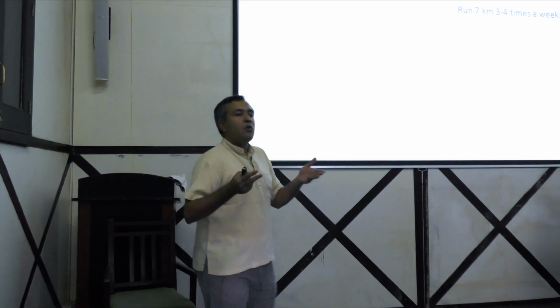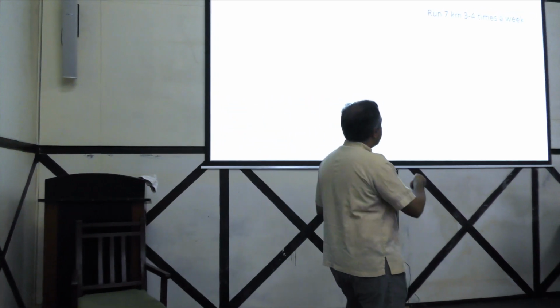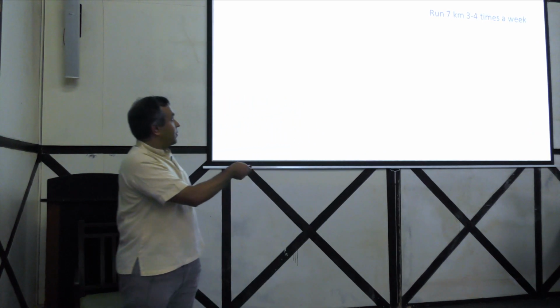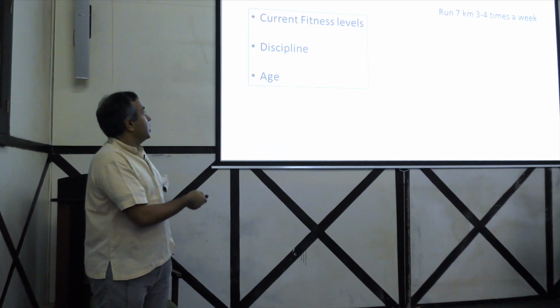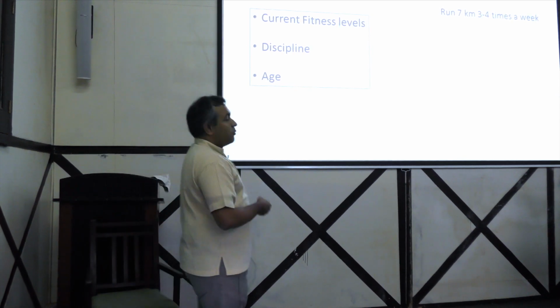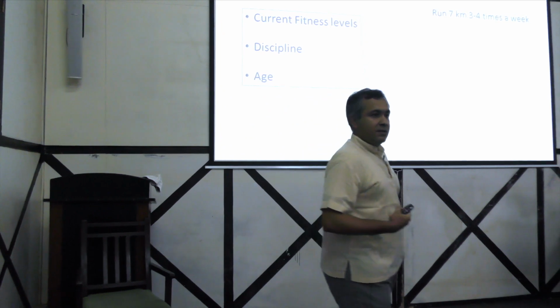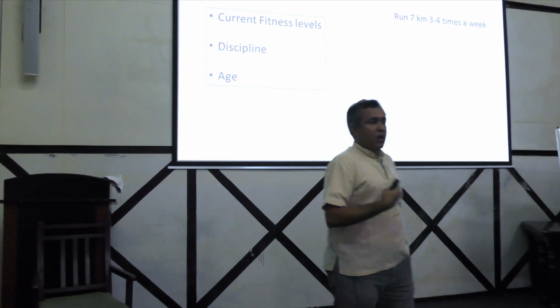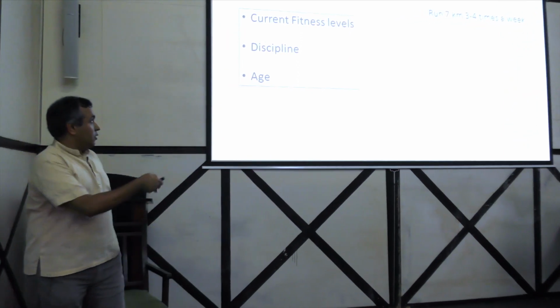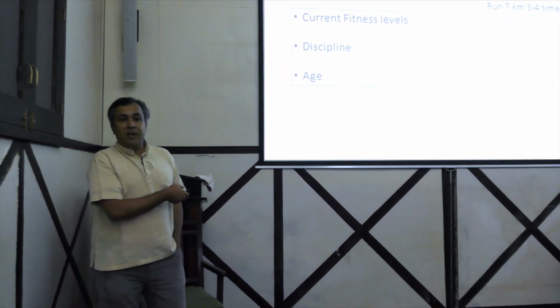Each of us might have our own respective fitness goals. That's the final output we want of our task. But of course, we need to be realistic. Where do we start? It's based on our current fitness levels, our current sense of discipline. How much discipline do we have to attain this particular final goal? And of course, age also plays a role in all of this.